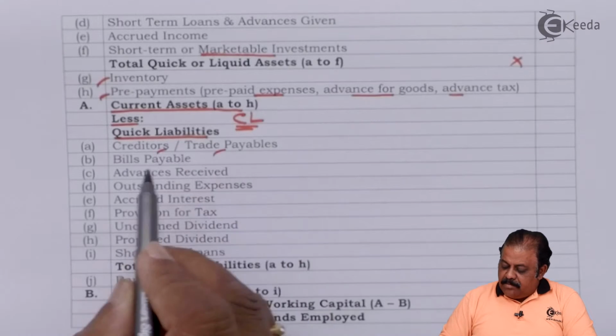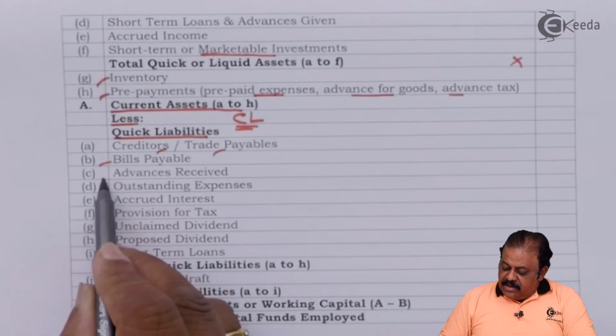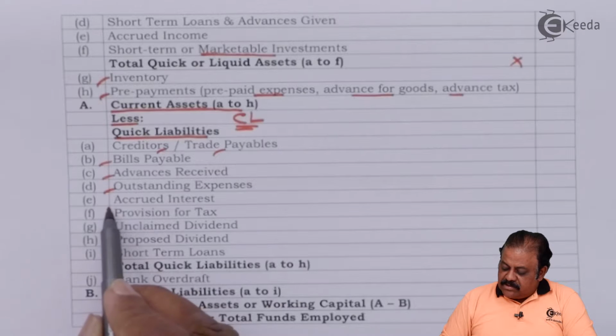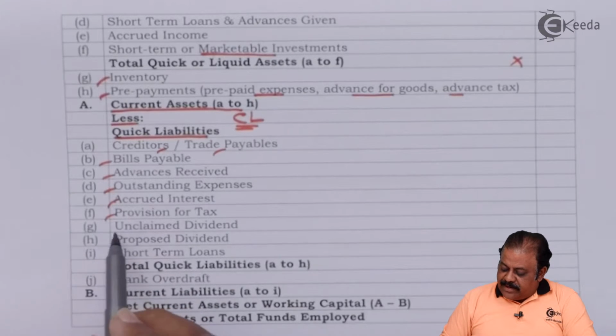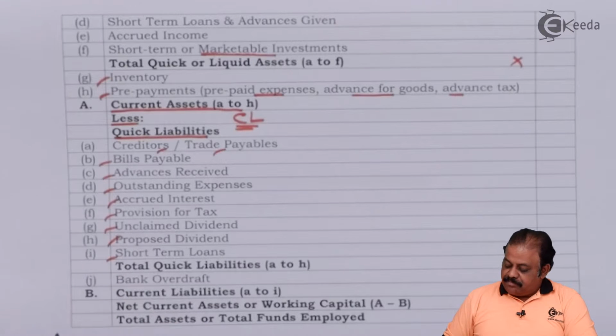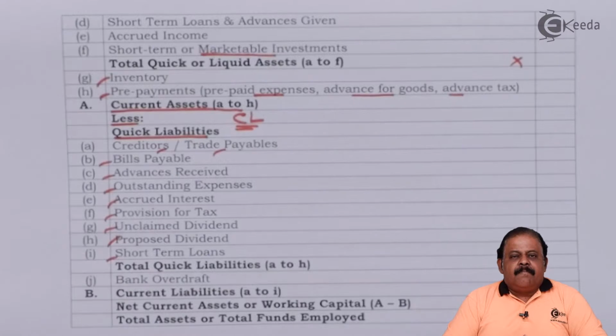Creditors, trade payables, bills payable, advance received, outstanding expenses, accrued interest, provision for tax, unclaimed dividend, proposed dividend, short-term loans. To this we are required to add non-quick liabilities, that is bank overdraft and income received in advance, which are not required to be paid within a short period of time. For example, bank overdraft is an arrangement with the bank which business is not required to repay immediately.